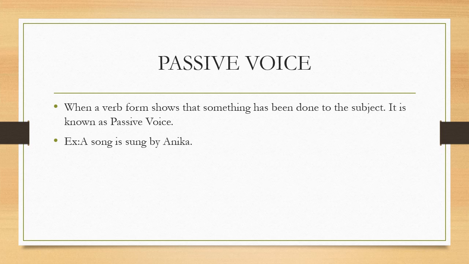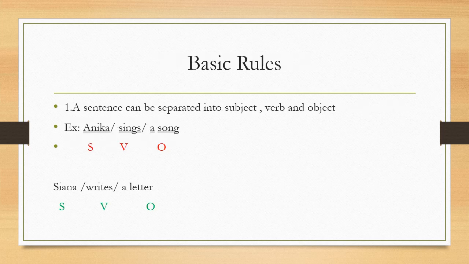Passive voice. When a verb form shows that something has been done to the subject, it is known as passive voice. For example, a song is sung by Annika. Here, the verb is sung, which is in passive voice because something is done to the subject. A song is the subject here. Something has been done to the subject. Here, the doer of the action is Annika, but a song is sung by Annika. We say here is sung, the verb, is in passive voice.